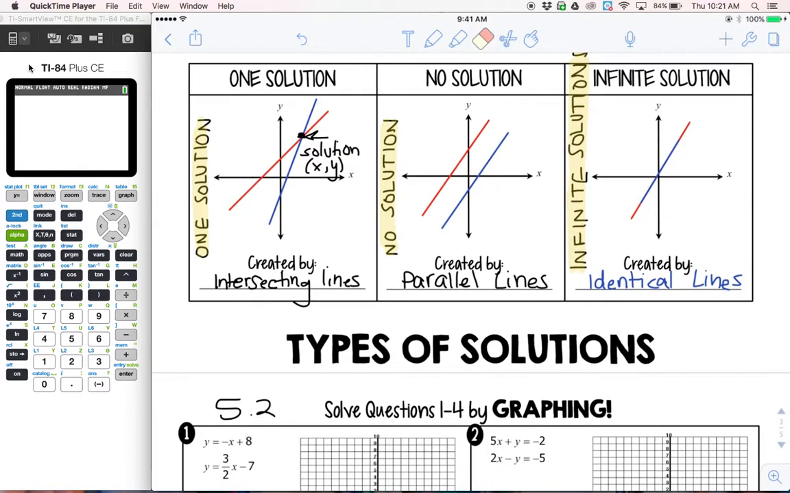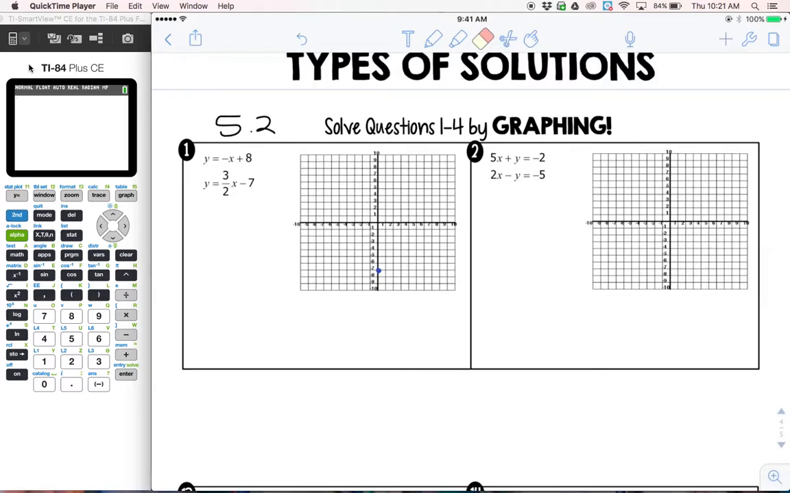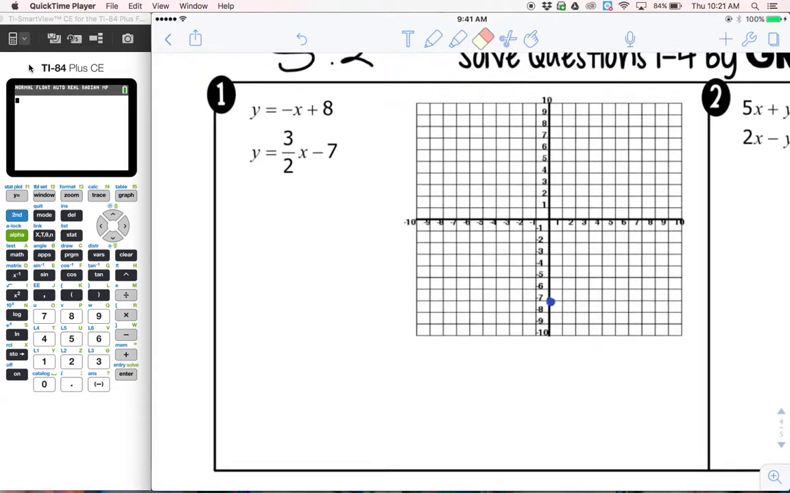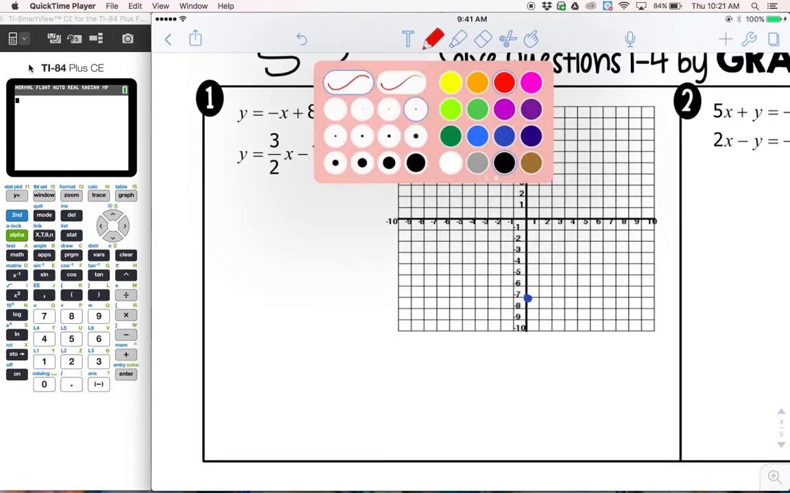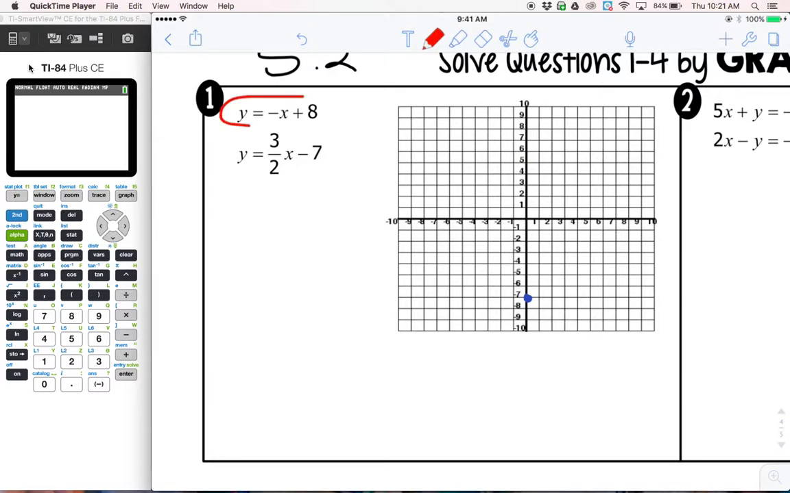All right, so let's look at these examples here. I'm going to start with problem number 1. It says we're going to solve today by graphing, which makes sense, right? We get y equals negative x plus 8, and y equals 3 over 2x minus 7. It's perfectly set up here to graph. So we're going to start with a point at positive 8, and we're going to go down 1, right 1. Our slope is negative 1. Go ahead and plot your line.